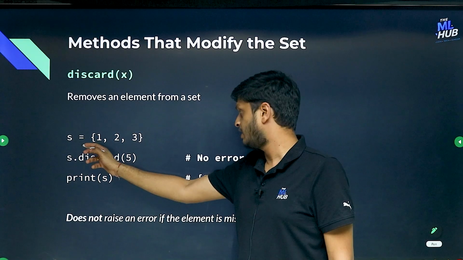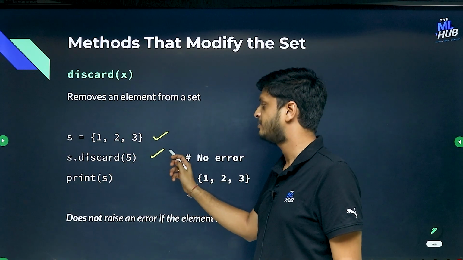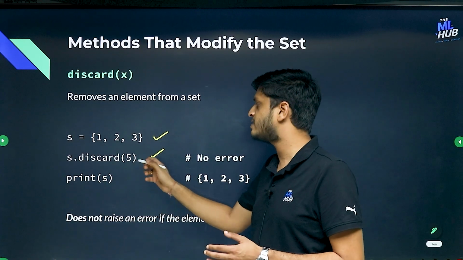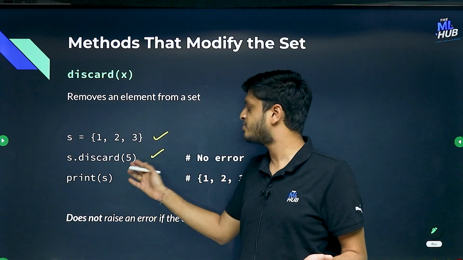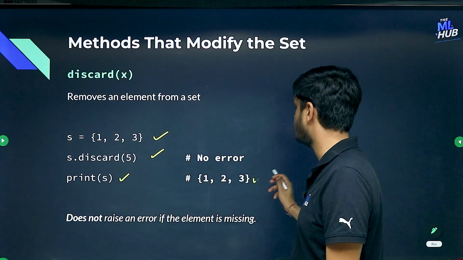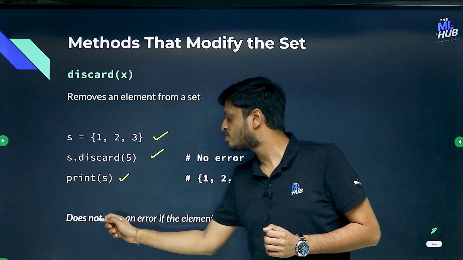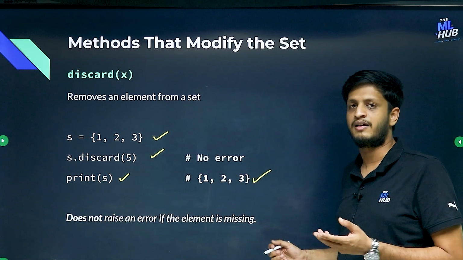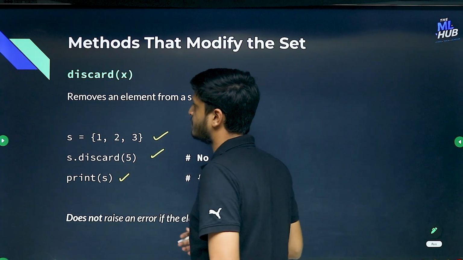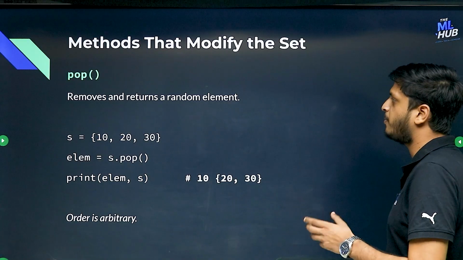So if you do s equal to 1, 2, 3, there are 3 elements. And if you do s.discard(5), now 5 is not present in the set, but it will not give you an error. This statement will not do anything. Because 5 is not there in the set, it will not remove anything. When you print s, still the same elements will be there. So the discard function and remove are the same, but the discard function does not raise an error if the element is missing. It will just ignore the statement. So you can use the discard function as well. Remove, discard. And next is the pop function.